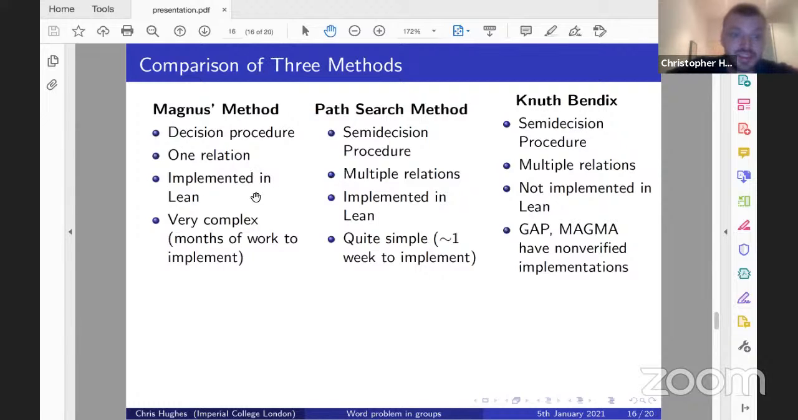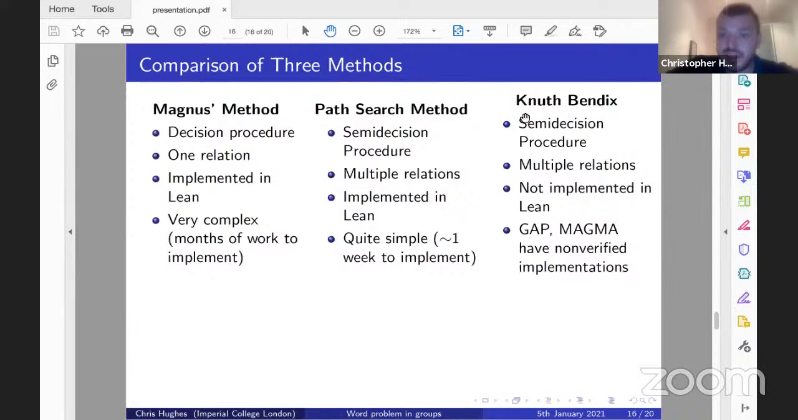I did implement this in Lean, but this is a very, very complicated method. It's much more complicated than this path searching method. It was probably months of work to implement, whereas this was around about a week. That's not surprising, because it is a lot harder to prove things aren't equal than are equal. So it's not surprising it's a more advanced algorithm.